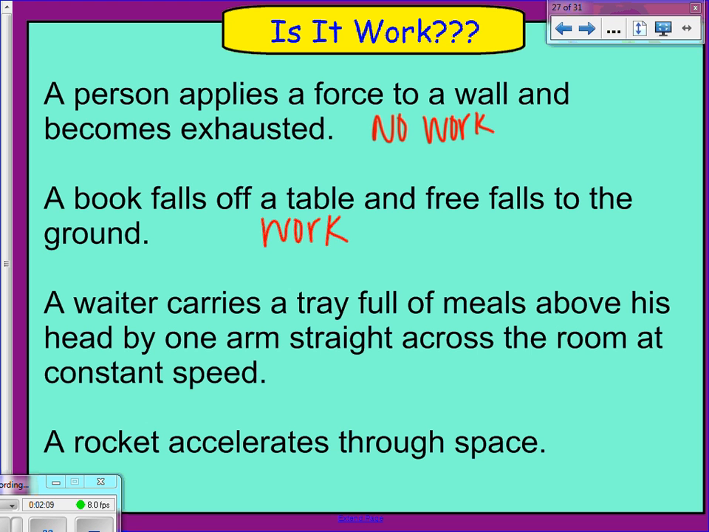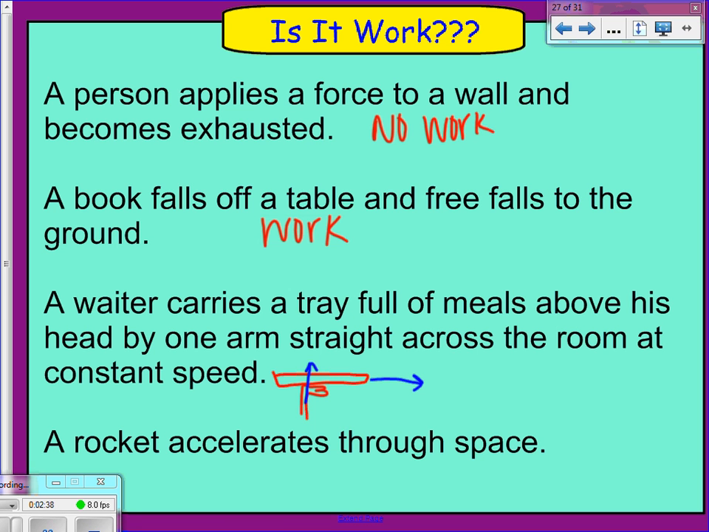In the third example, a waiter is carrying a tray full of meals above his head by one arm straight across the room at constant speed. To visualize this one, imagine a waiter's hand, and I don't have very good drawing skills, but a waiter's hand is like that, and is holding a tray of food like this. The waiter is applying a force upwards. And as the waiter moves across the room, the tray is displacing horizontally.